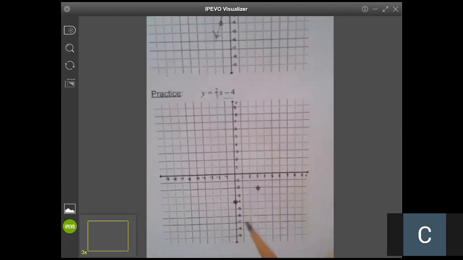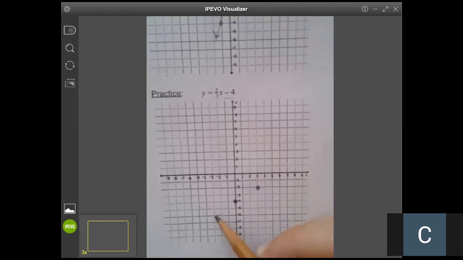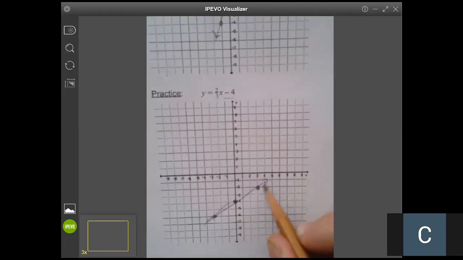And I could probably stop there, especially if I'm using IXL. All I need is a second point to create this line. But if I was doing this manually, I could also go down 2, back 3 as well. This would be another point on this line on the negative side of the x values here. Let me fix that up.